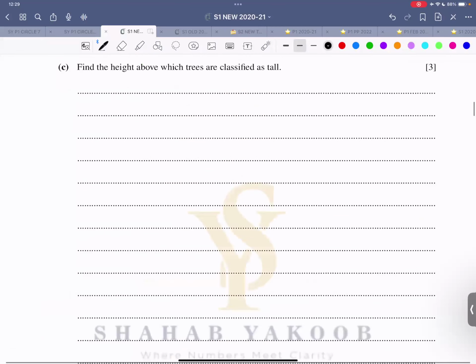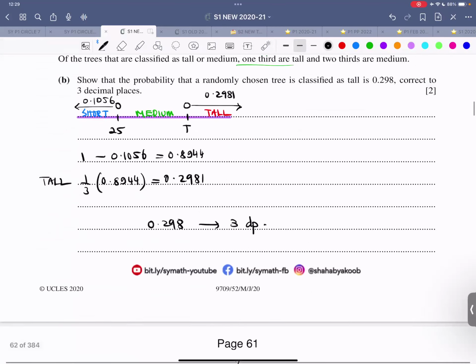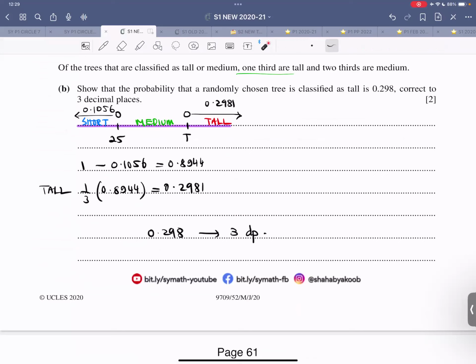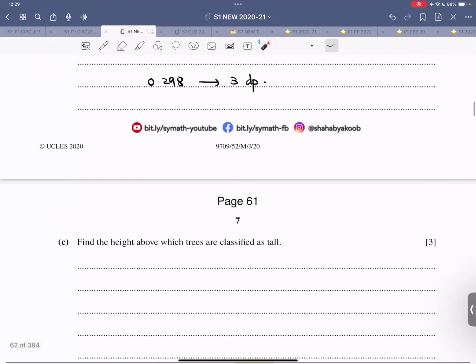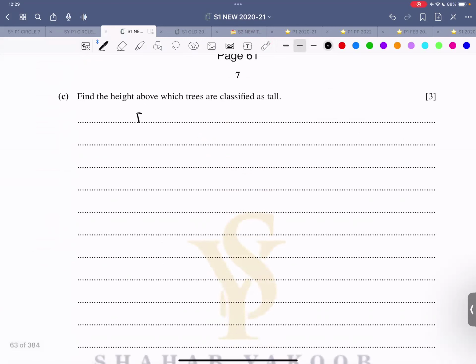Find the height above which the trees are classified as tall. I have already done the groundwork. More than T is classified as tall. So I'll write probability X greater than T is 0.2981. That is the thing. And then what will I do?